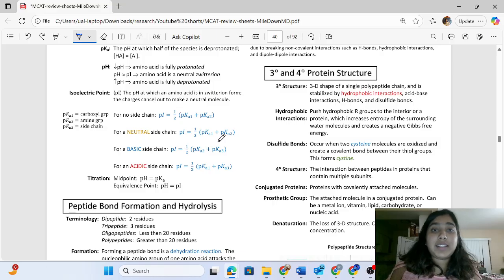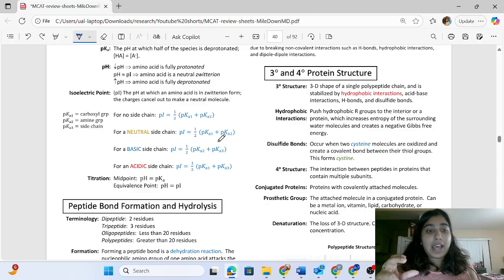For the basic ones like histidine, lysine, arginine, you have to take the pK of the R group or side chain, and the pK of the amino group, because it's a basic amino acid, right? It has a positive charge overall. And for the acidic one, which has an overall negative charge, you will take the carboxyl pK and the R group pK, add them and then divide by 2. So these are the equations that you should know.